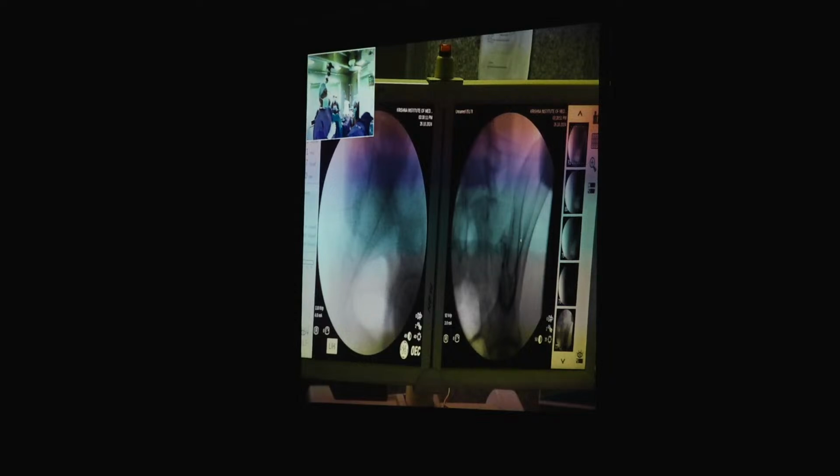Shoot. Okay, that's the end of the SI joint diagnostic injection. Thank you.